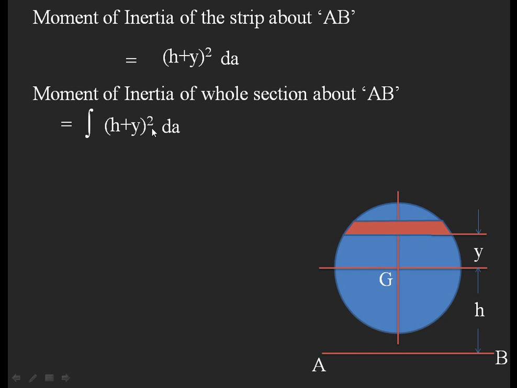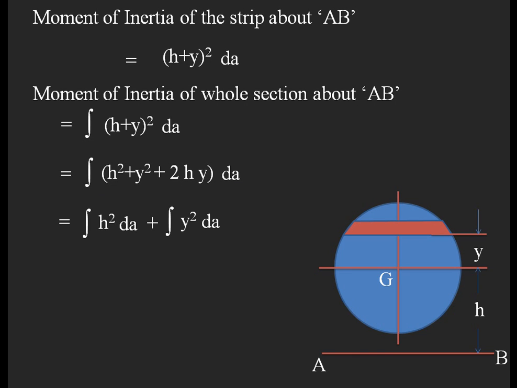So try to expand this (h plus y) whole square as (a plus b) whole square. So integration of (h square plus y square plus 2hy) into dA. Now take the integration and the dA inside, then we can write it as integral h square dA plus integration y square dA plus integration 2hy dA.